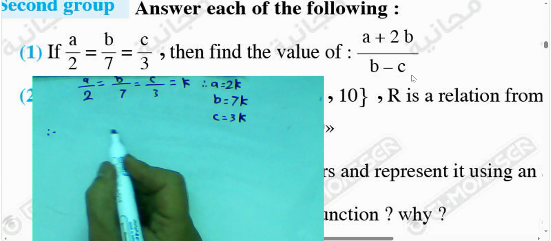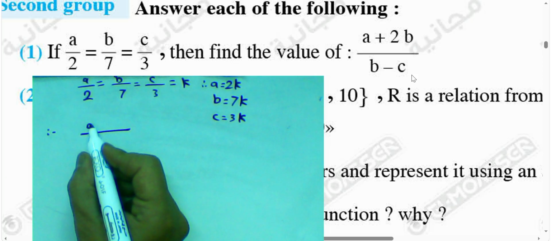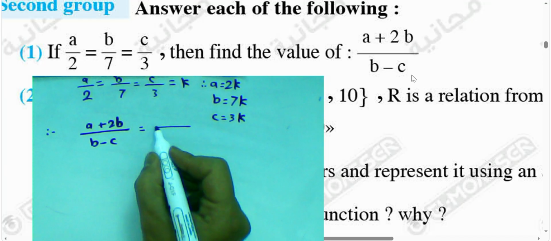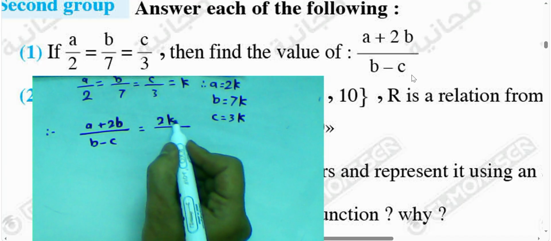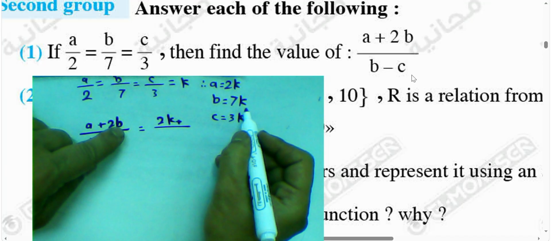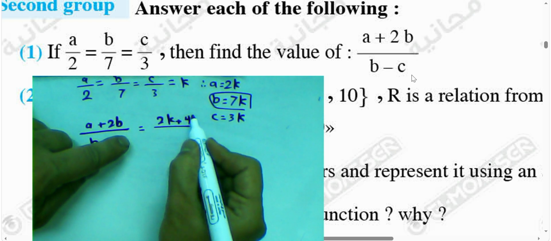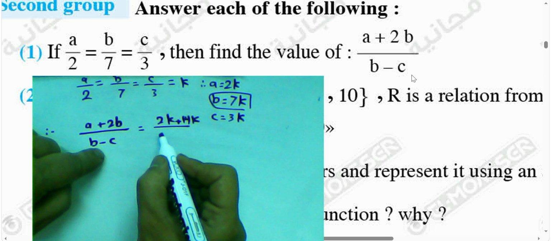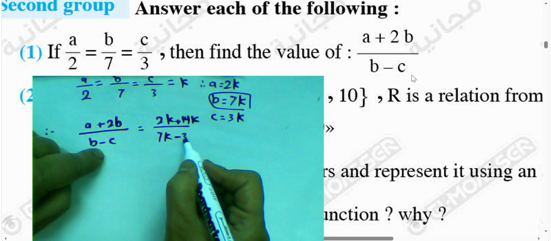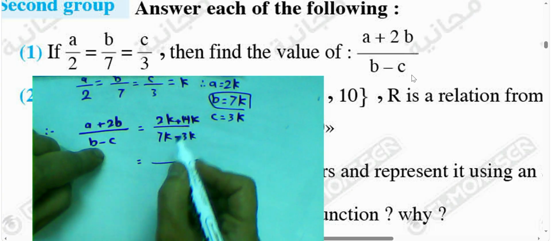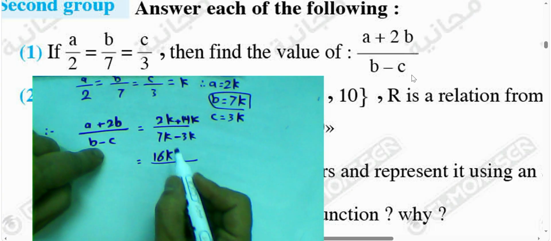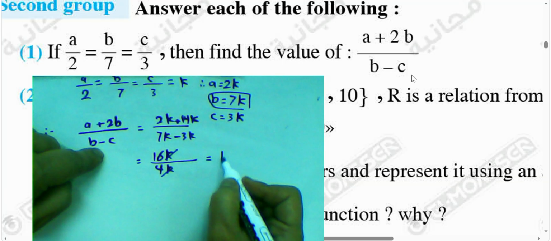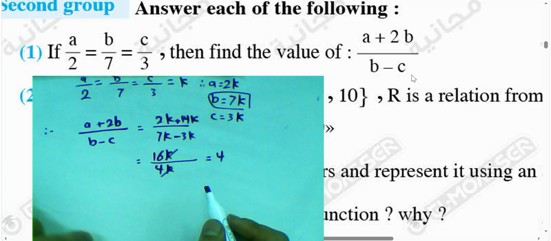Now we can find the solution of the question. A plus 2B over B minus C. A was 2K. Plus 2 multiplied by B. B was 7K. 2 times 7 is 14, so 14K. B subtract C. B was 7K. Subtract C equal 3K. Now 2 plus 14 equals 16. 16K over 7 minus 3, 4K. We can divide it. 16 over 4 equal 4. And the value will be 4.